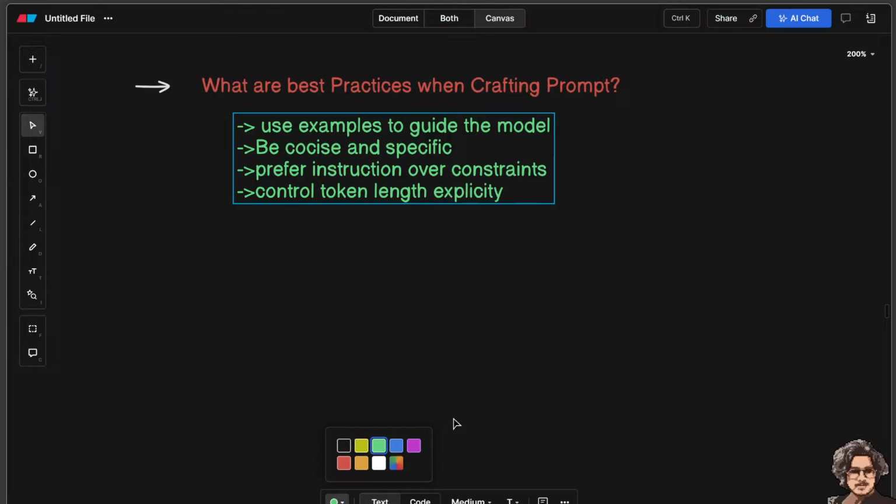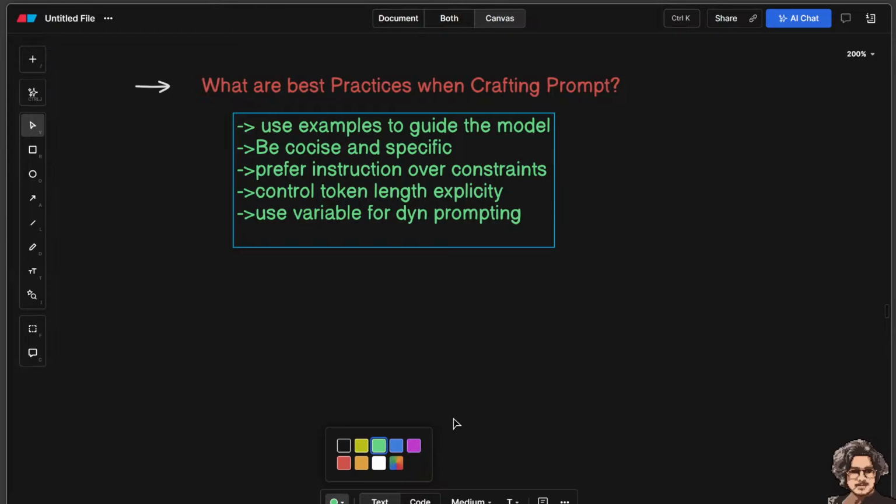Use examples to guide the model. Be concise and specific about what you are asking. Prefer instruction over constraint, like don't put constraints. Instead of saying don't use this value till this limit, instruct the LLM on the direction to go. Control the token length explicitly. And use variables for dynamic prompting.